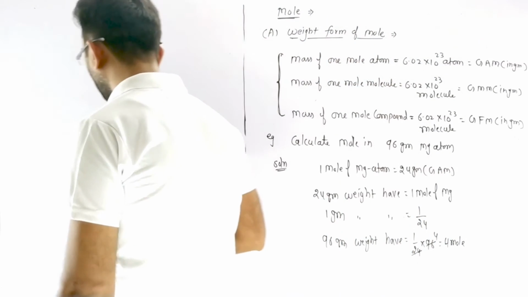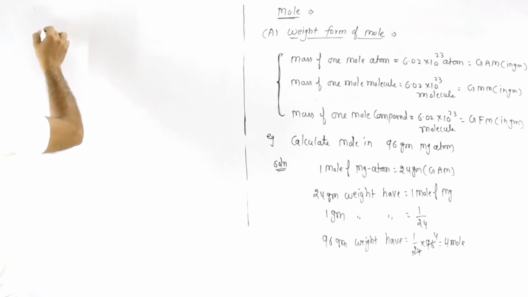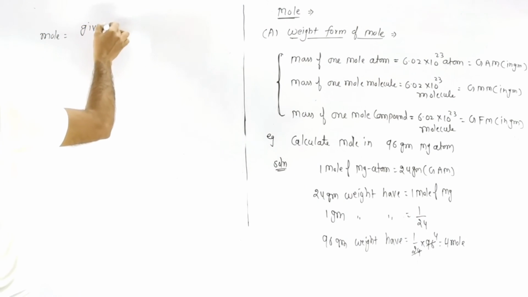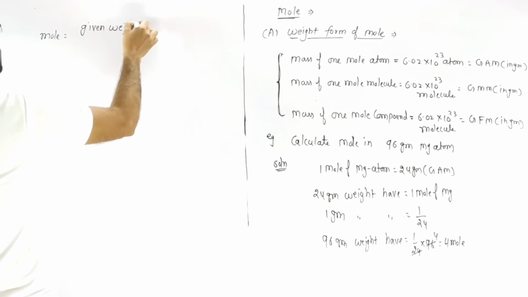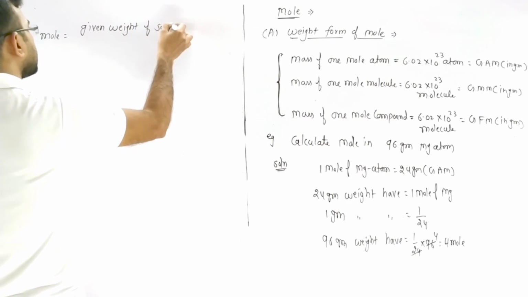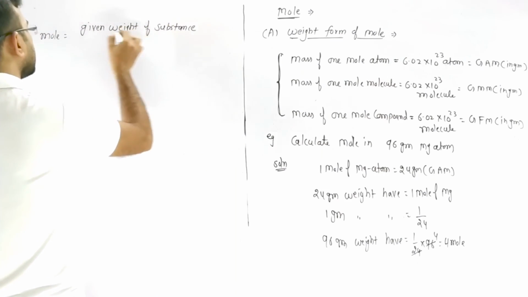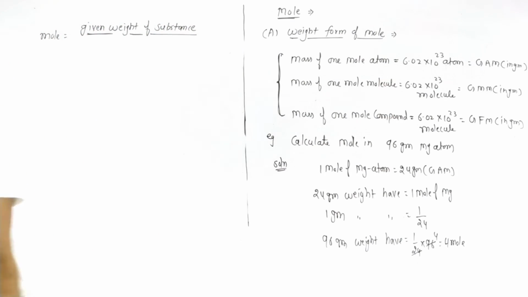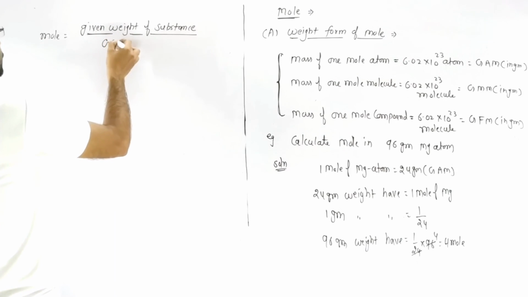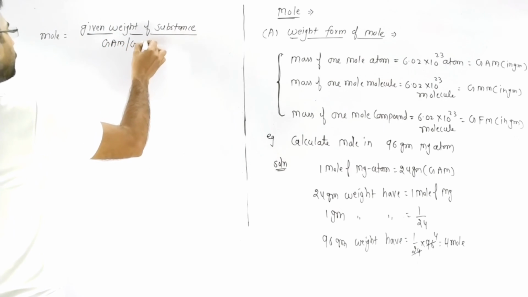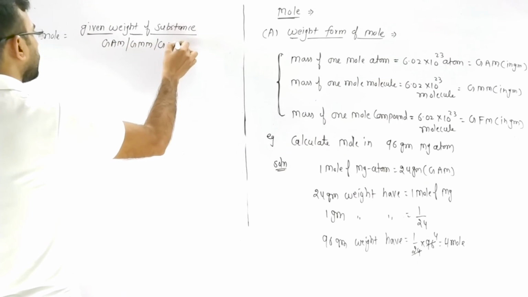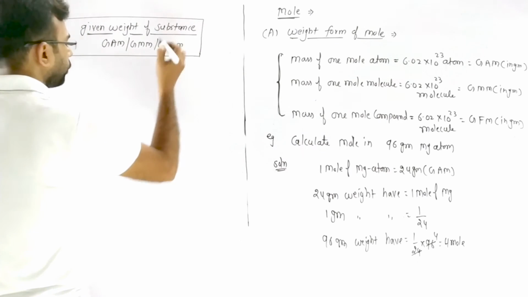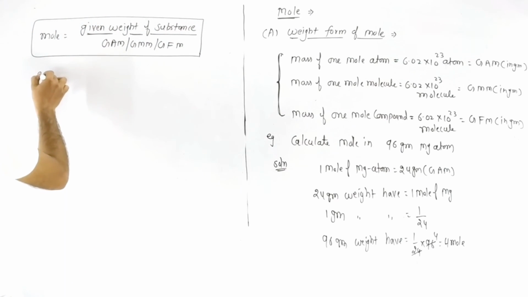So if we derive the formula, then mole is equivalent to the given weight of substance, where substance includes atom, molecule as well as compound and ion, divided by its gram atomic mass or gram molecular mass or gram formula mass. Then we calculate mole. Now we discuss some examples.